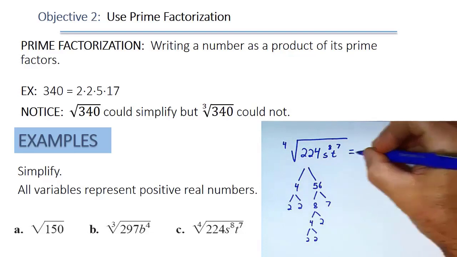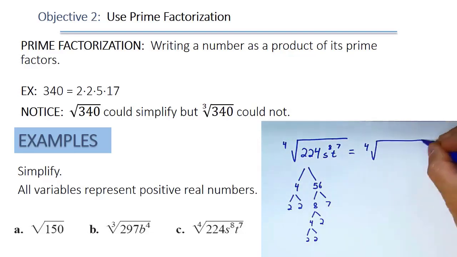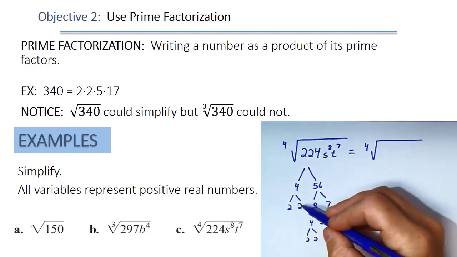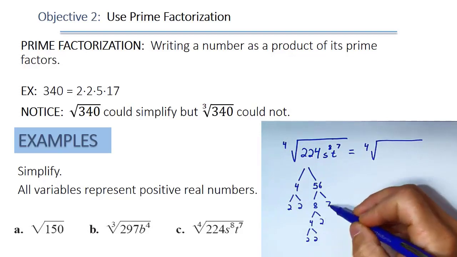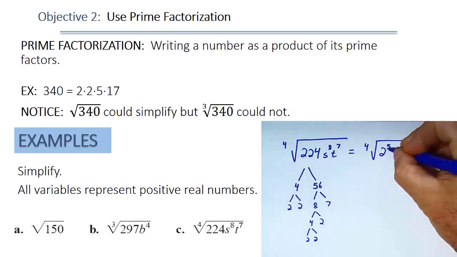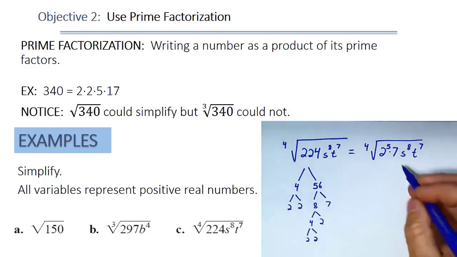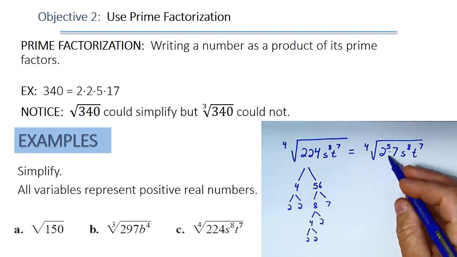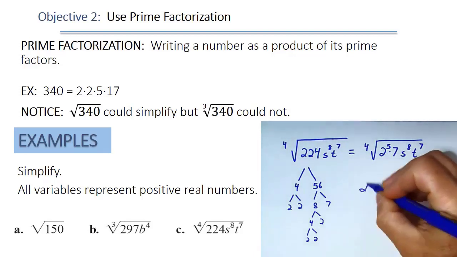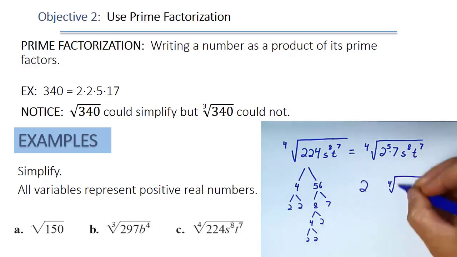So we can conclude that this is equivalent to the fourth root of 2 times 2 times 2 times 2 times 2 times 7, so 2 to the 5th times 7, s to the 8th, t to the 7th. Prime factorization is useful. Now we can just see what escapes. The 2 is going to get out in front, and that will leave one of the 2's inside our root. The 7 will be left inside.